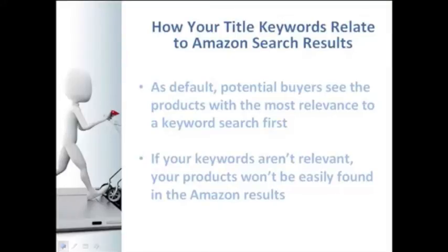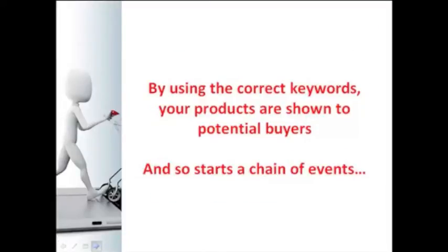As a default, potential buyers actually see the products with the most relevance to a keyword search first. And again, if your keywords aren't relevant, then your products won't be easily found in the Amazon results. So your keywords are as important on eBay as they are on Amazon. It's important that you get them right on both sites when you're adding products to those venues. So as I've said, by using those correct keywords, your products are shown to potential buyers.